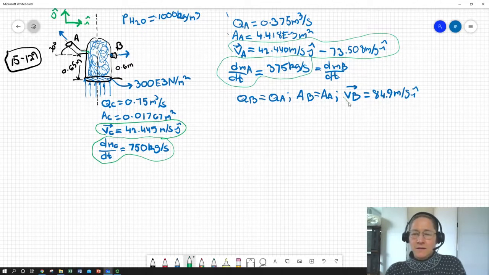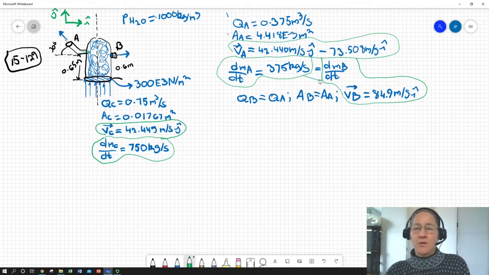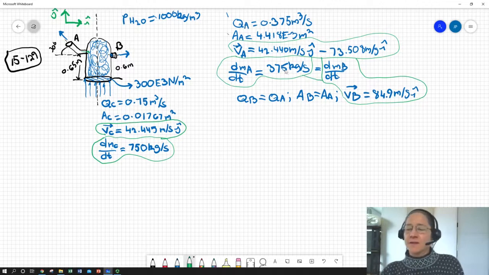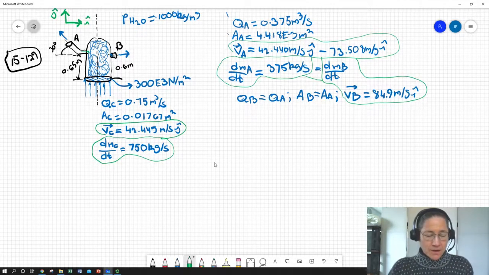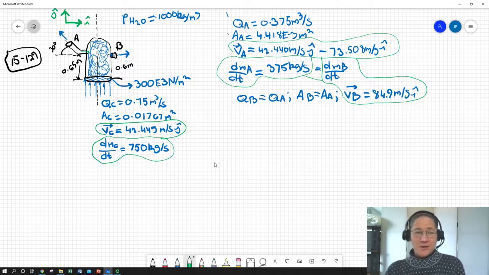And then likewise, our velocity change at B is going to go from 0 to almost 85 meters per second, and we're going to have that same mass flow rate, 375 kilograms every second, giving us that linear momentum change from 0 to almost 85 meters per second times our mass flow rate. Okay, so if we want to look at force, we're going to start tallying up our forces on the hydrant. I'm going to do that in green.